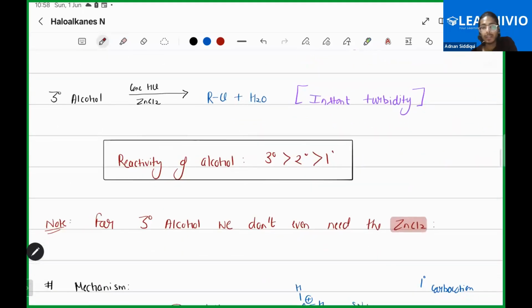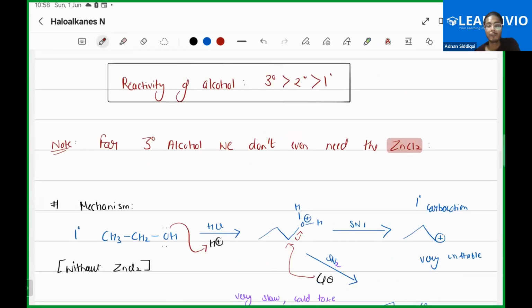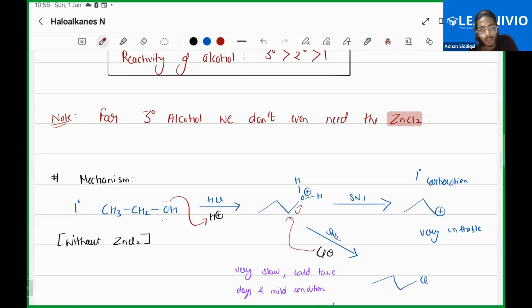It is helping the reaction to go faster. But if you are having 3-degree alcohol, even without the help of ZnCl2, you can do the reaction. And we will talk about it while dealing with the mechanism, right? For now, it might sound very typical for you, because we haven't dealt with SN1 or SN2.